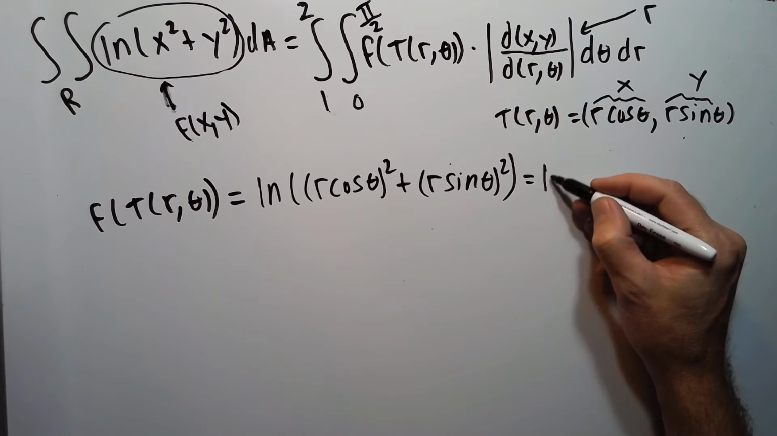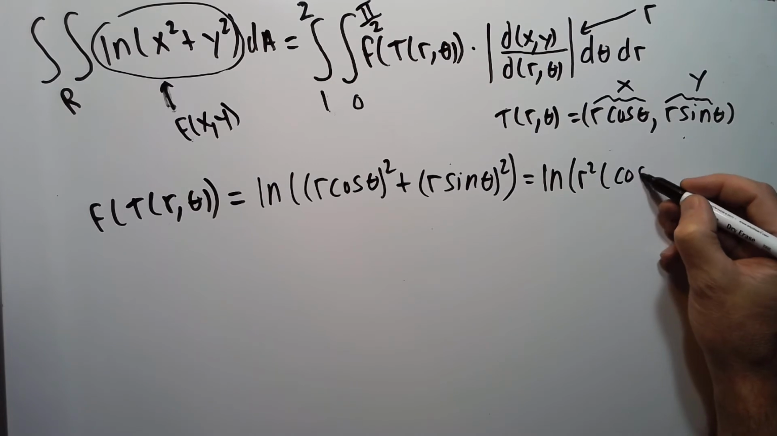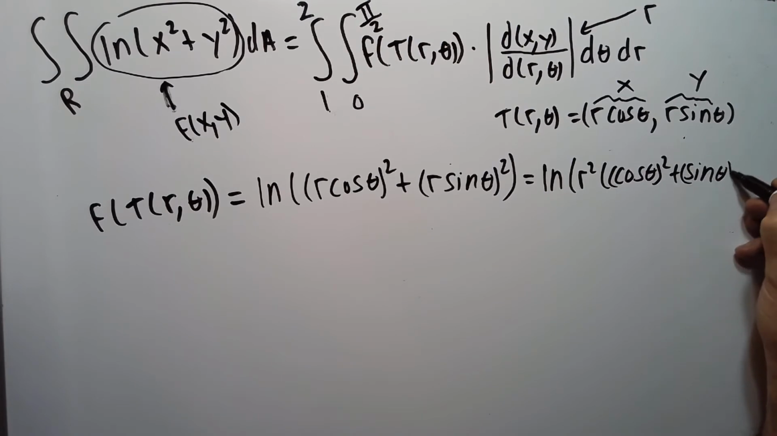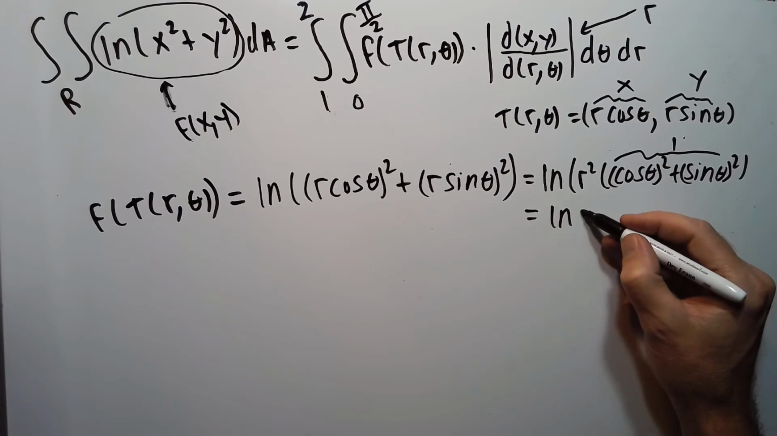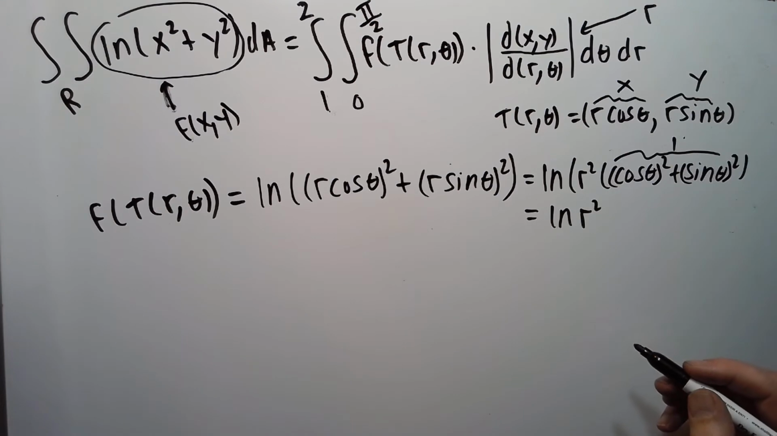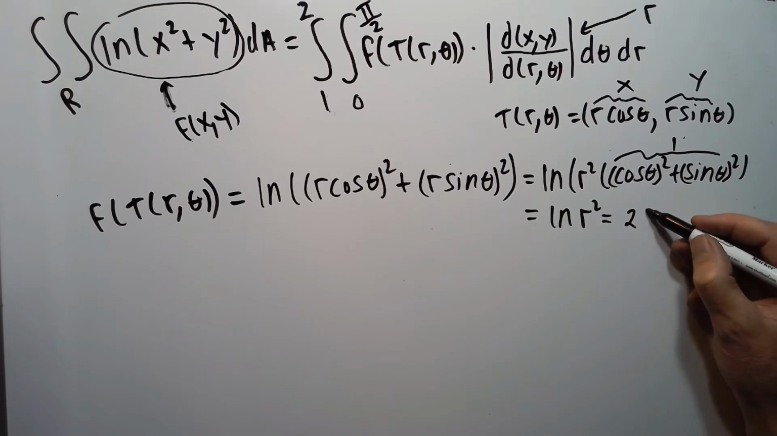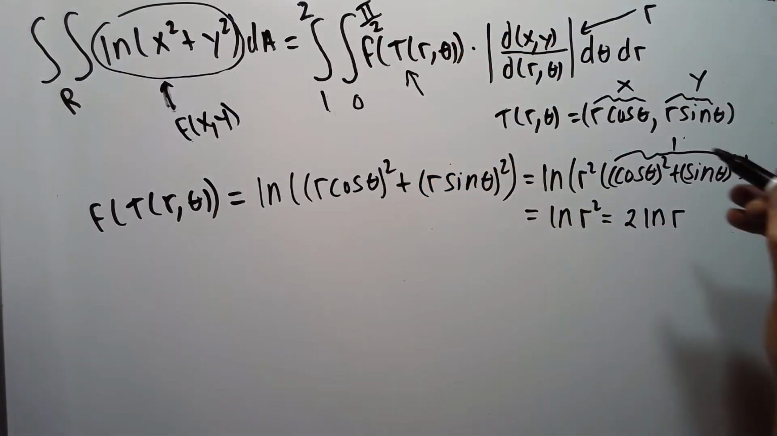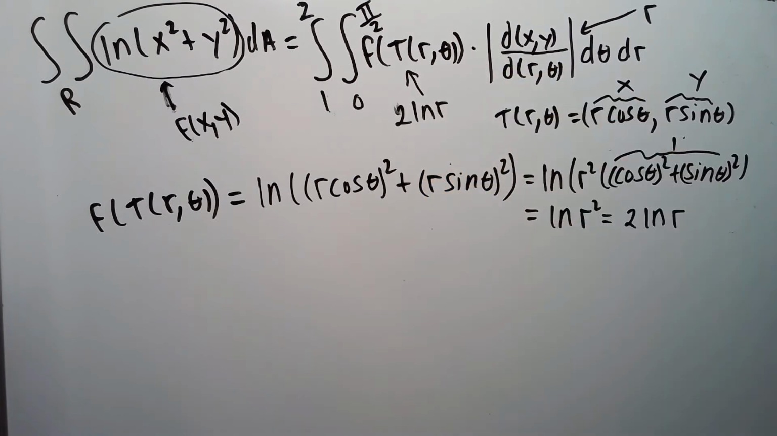That then you can write as ln. You can then pull an r squared out. It'll be cosine squared plus sine squared. That's 1. So it's going to become then ln of r squared. And we can bring that 2 in front if we wanted to. So it'll be 2 ln of r. That's going to go in place of this guy right here. So it'll be 2 ln of r. Okay, we've got everything we need now to do the integral. So let's start doing the integral now.